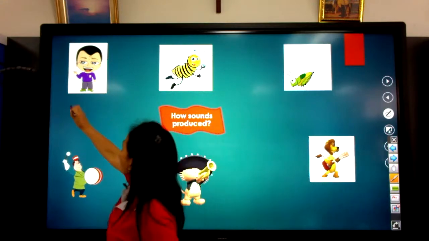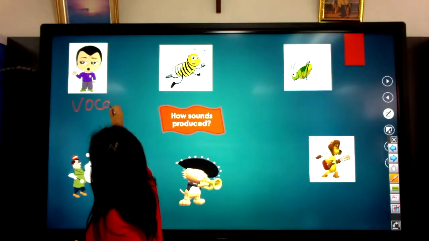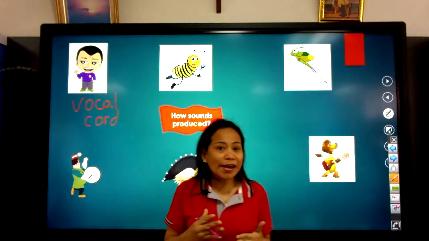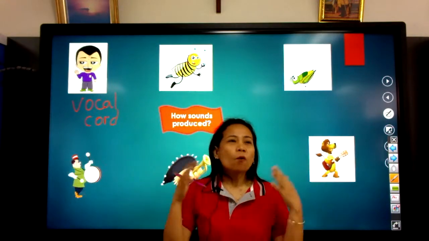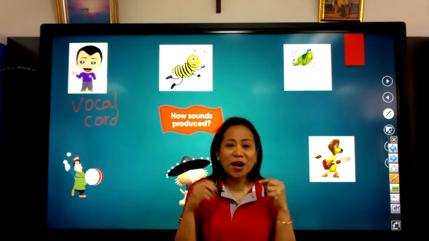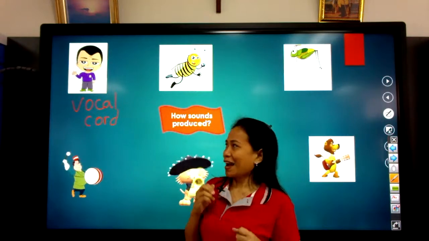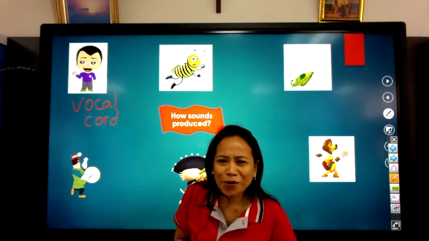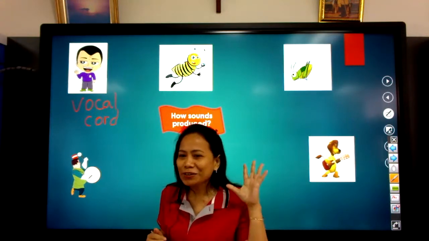Okay, so the vocal cords produce sound. They vibrate while we are talking, while we are speaking, while we are singing. We are producing sound, right? Because our vocal cords vibrate. Do you remember what vibration is? Do you remember that?